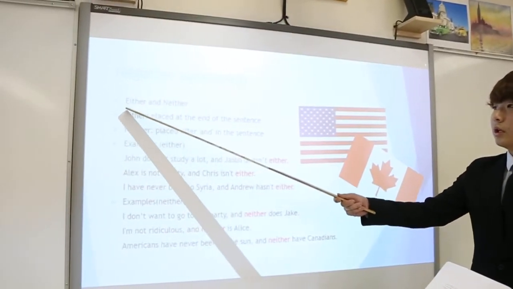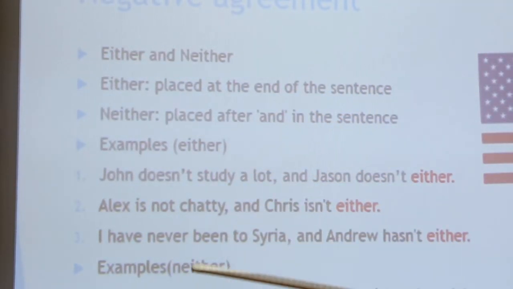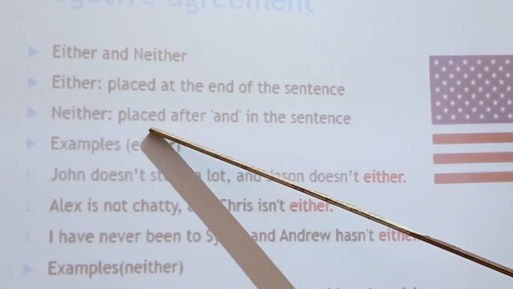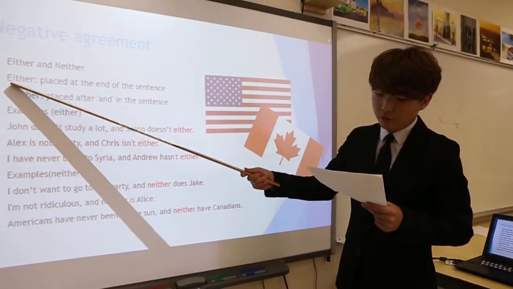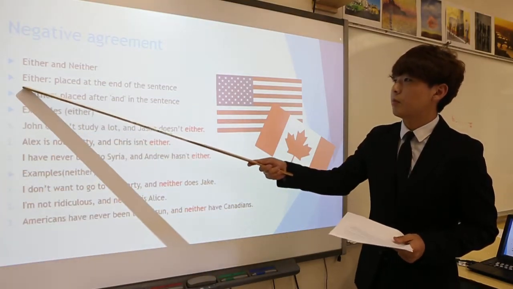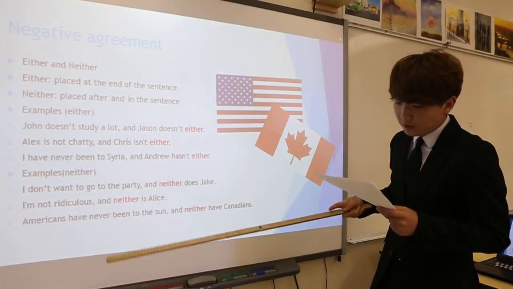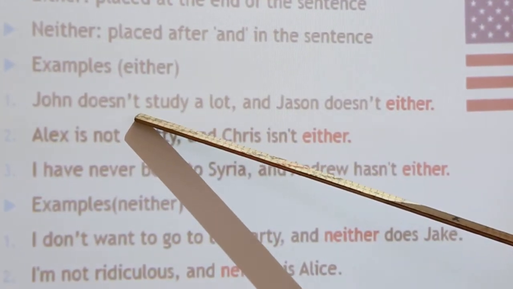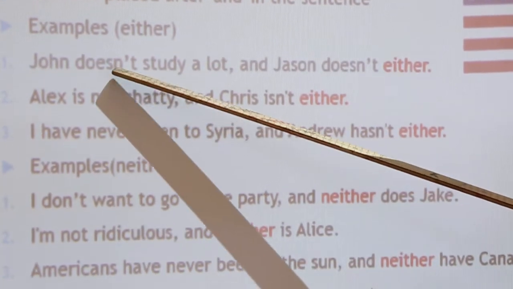On the other hand, neither and either are used for negative meaning in negative sentences. Either is placed at the end of the sentence and neither is placed after and in the sentence. Compared with too and so, either is similar to too and neither is similar to so. For example, in this sentence, John doesn't study a lot and Jason doesn't either. I use either to make an agreement, and there's not here, so I use either and I add not here too because here it is not.